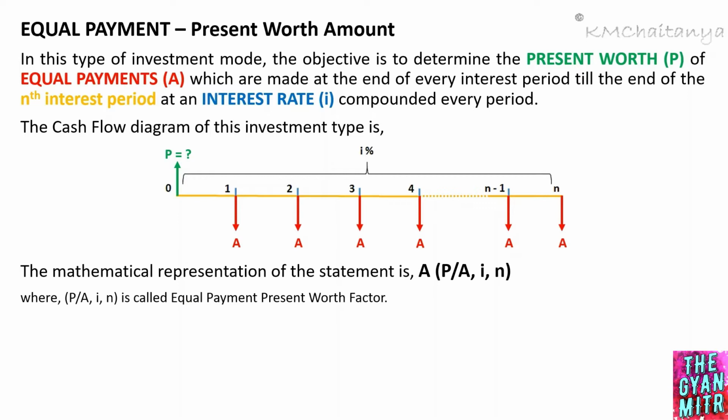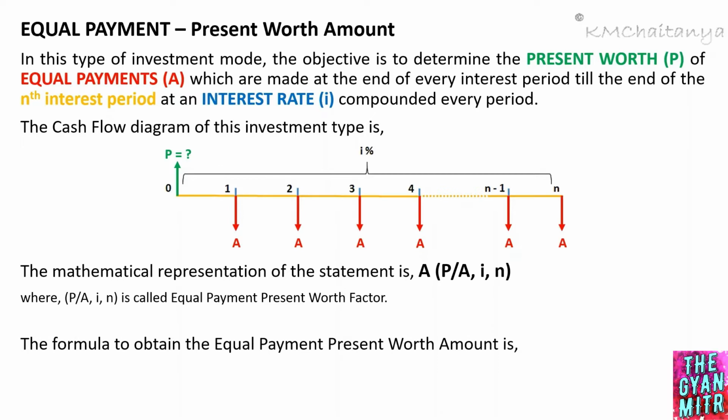The factor P/A, I, N is called the equal payment present worth factor. The formula to obtain the equal payment present worth amount is P is equal to A into (1 plus I to the power of N minus 1) divided by (I into (1 plus I) to the power of N). Here I is in terms of decimals.